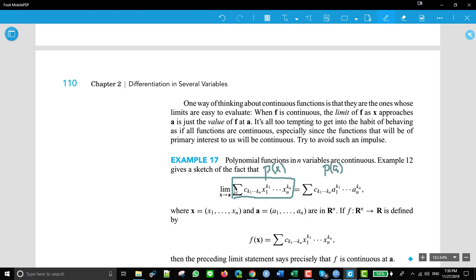So the limit of p is p of a. The limit as x approaches a of p of x is p of a. That's exactly what we need for it to say that it's continuous. So now we've shown that any polynomial in n variables is continuous.